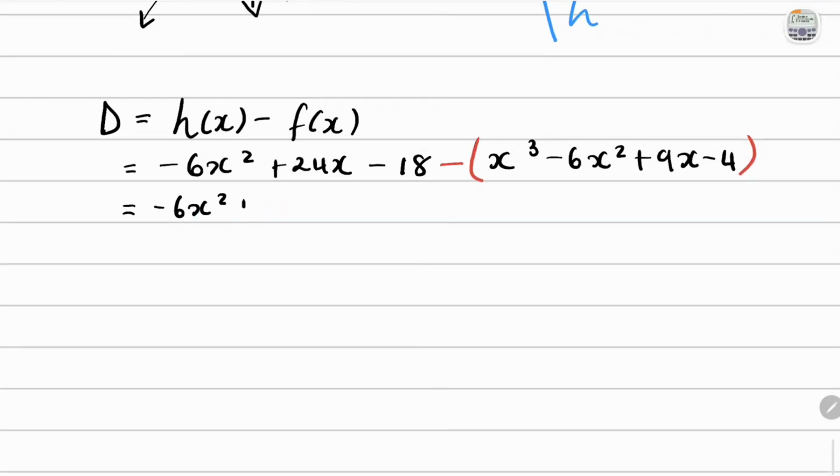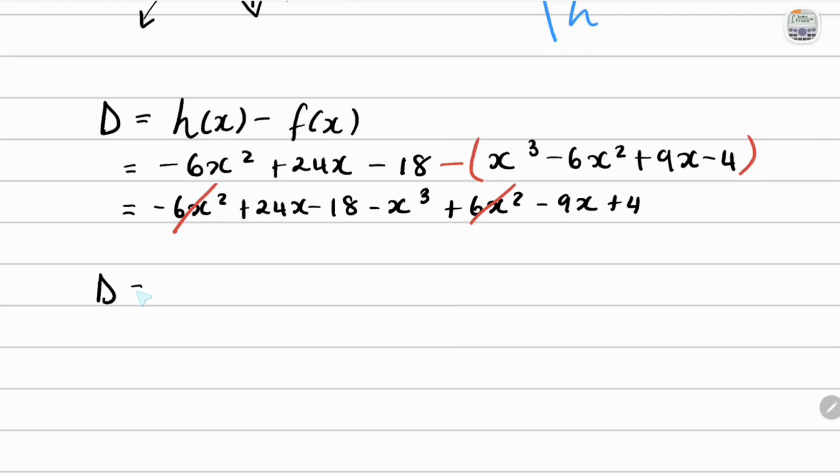So -6x squared plus 24x minus 18. And then when we multiply in, it's going to be minus x cubed plus 6x squared minus 9x plus 4. Okay, straight away we see these two will cancel. Anything else? Nothing else cancels. So d is equal to -x cubed, and then 24 minus 9, which is 15. So positive 15x, and then -18 plus 4, which is -14.